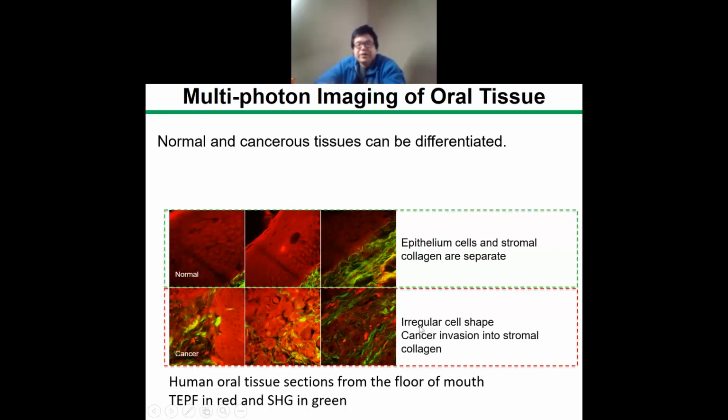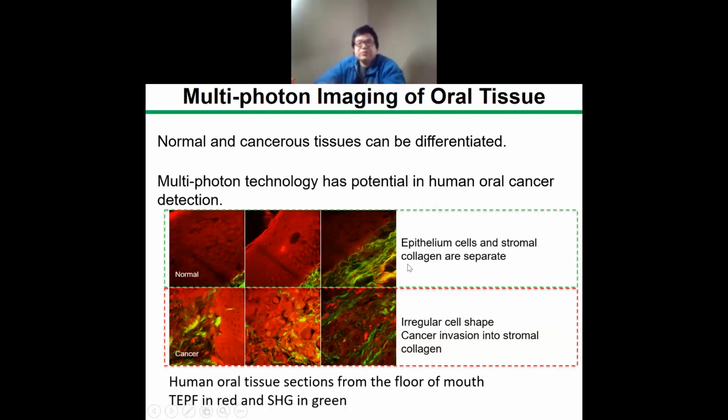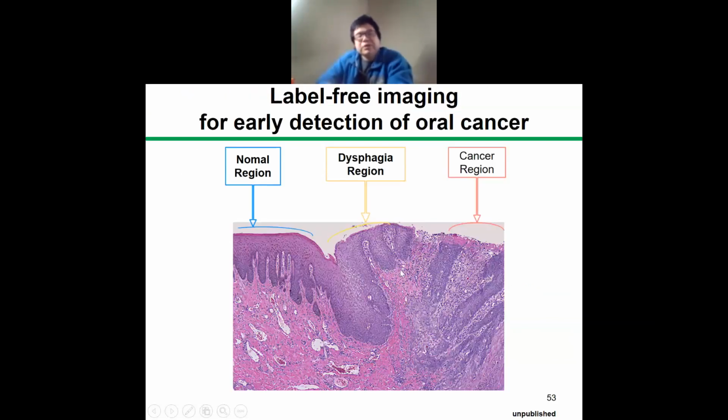For example, the cancer area has an irregular cell shape, and in the normal area the epithelium and stroma collagen are separated, but the cancer area has a very different texture. This imaging is label free. You don't need to apply a contrast agent, but you can visualize the different types of tissue in the animal or human patient.